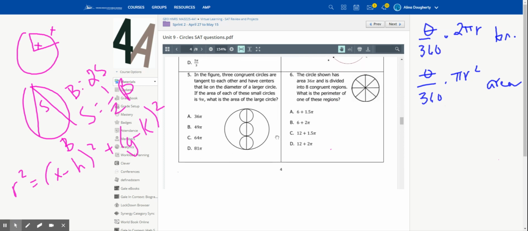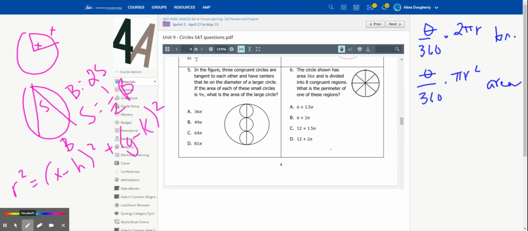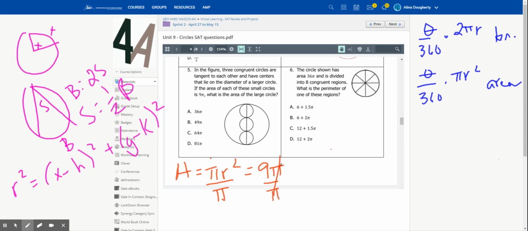Number 5, in the figure, 3 congruent circles. So I know all 3 of those circles are exactly the same. They're all tangent to each other. Have centers that lie on the diameter of a larger circle. If the area of each of these small circles is 9 pi. So area equals pi r squared. And I know that area equals 9 pi. If I divide by pi, and divide by pi, my pi's cancel out. So I get r squared equals 9. And then I take the square root, so r equals 3. Right? So the radius of each of these little circles is 3.